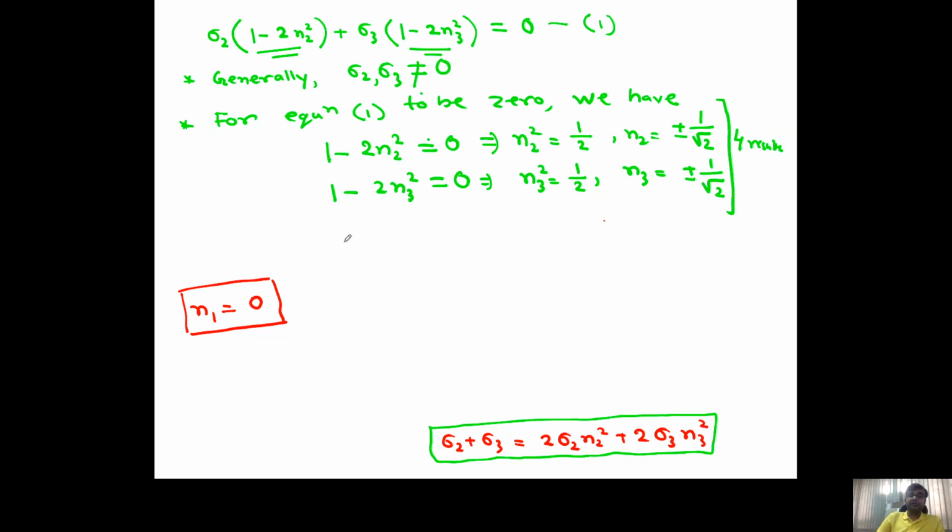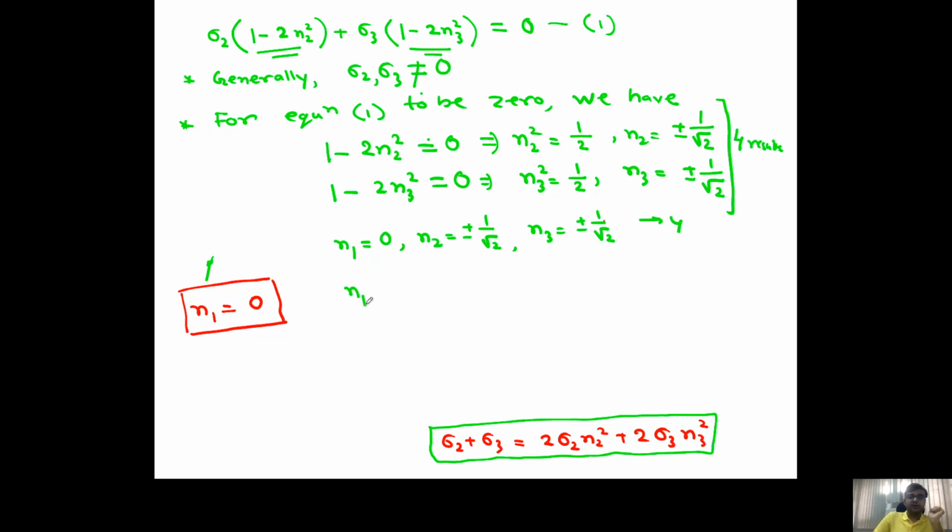Now we started our derivation with the assumption that N1 is equal to 0. But we can also take N2 to be 0 and N3 to be 0. Each of those assumptions will give us 4 results each. So in total there will be 12 sets of results. There are 12 planes on which the shear component is maximized. And what are those planes? N1 is equal to 0, N2 is equal to plus minus 1 by root 2, N3 is equal to plus minus 1 by root 2. So this is 4 results.